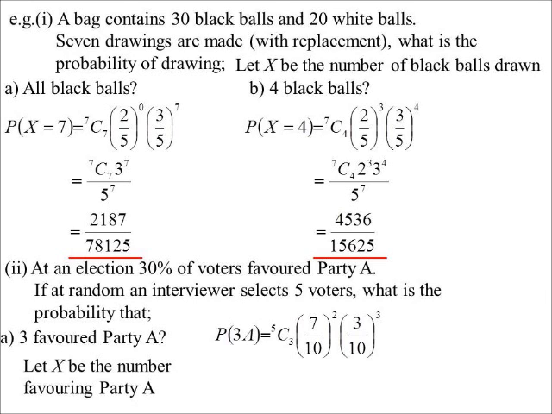5C3, probability of happening to the power of 3. Probability of it not happening to the power of 2. So there's the unsimplified answer, and there's the actual answer itself.